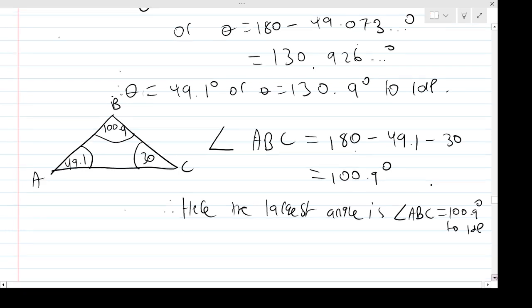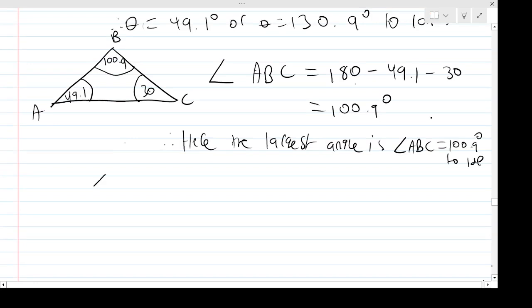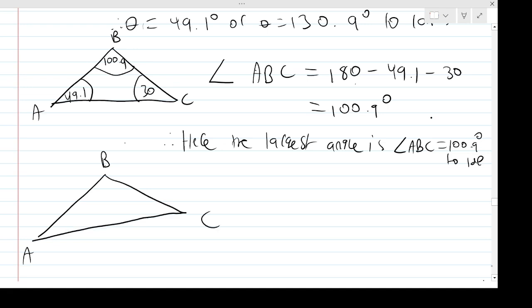So that would give me a second triangle, right? So again, if I redraw my triangle here, it's all the same. So this was 30. This was theta at A. Now it's going to be 130.9. That's the other solution there.